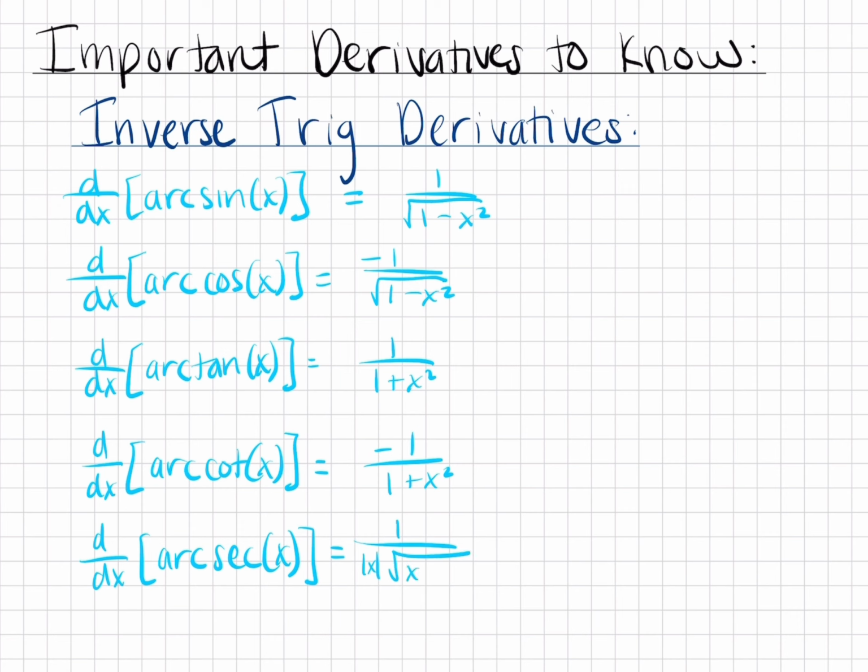Among these, the derivatives of arcsine, arccosine, and arctangent are the most important. You'll see these way more often than arccotangent, arcsecant, or arccosecant. So if you're just starting, focus on memorizing those three first.